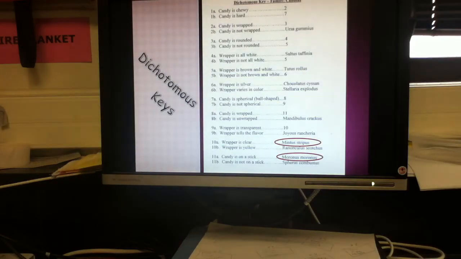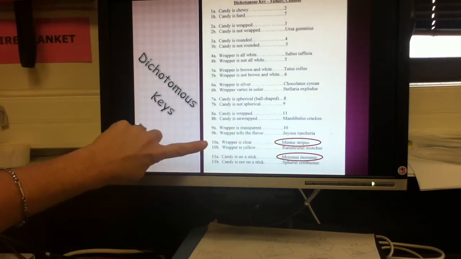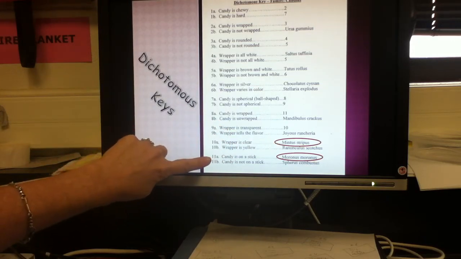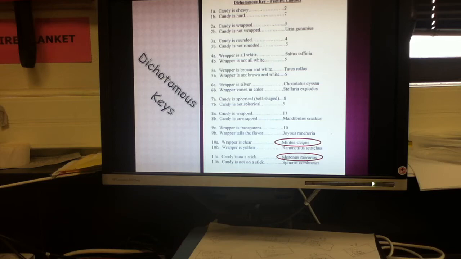And as you can see down at the bottom there, down at 10, you could have Mentis stripus or Moranus moranus. And of course, these are all made up names, but it's just to prove a point of how you work a dichotomous key. You always have two choices. You make a choice, then it leads you to the next choice.